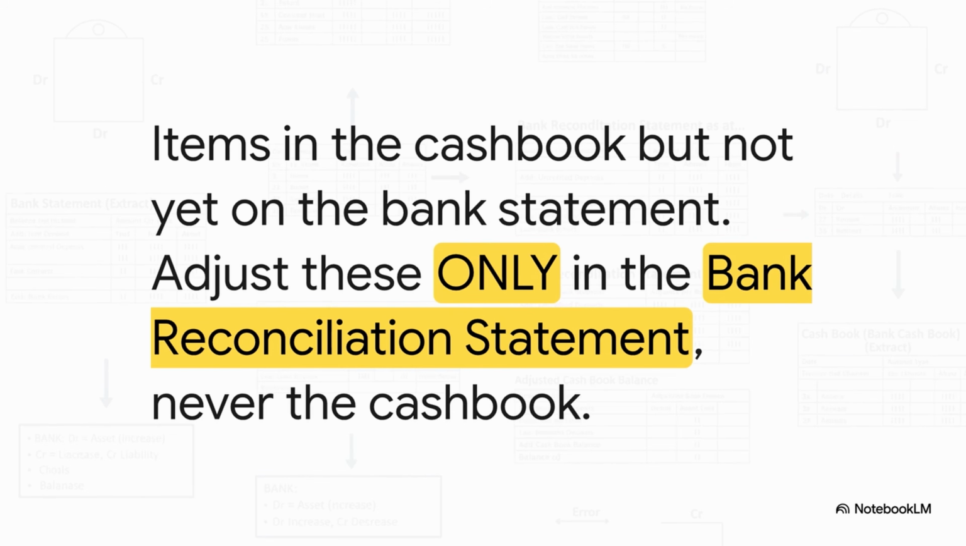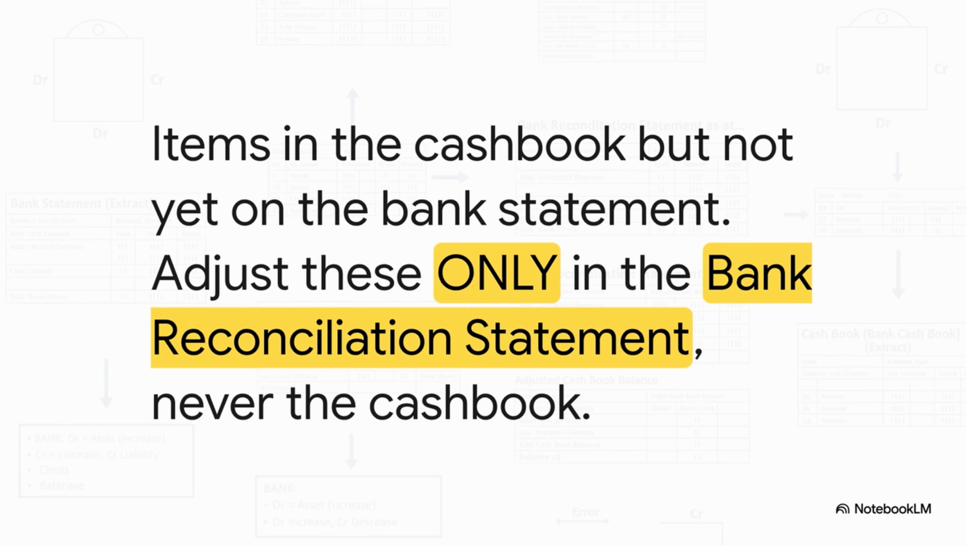So what are these timing differences? There are really only two main types you need to know. First, you've got uncredited deposits, or bank lodgements. This is money you've paid into the bank, but it hasn't cleared and shown up on the statement yet. The second type is unpresented checks. These are checks you've written to pay someone, but they haven't cashed it yet, so the money hasn't left your account according to the bank.